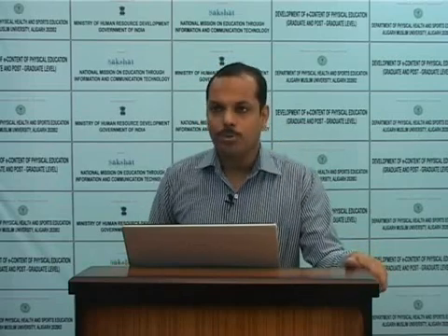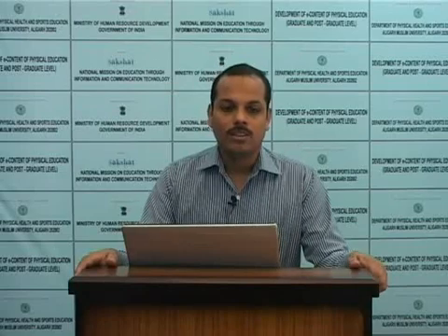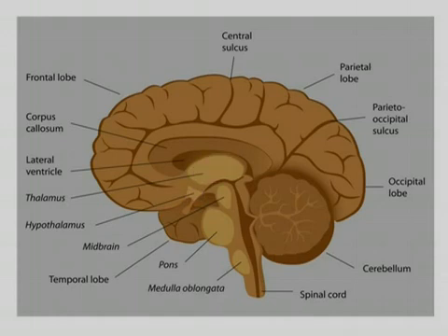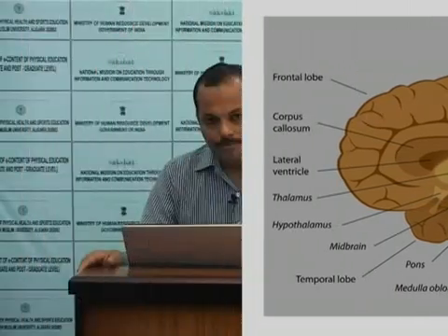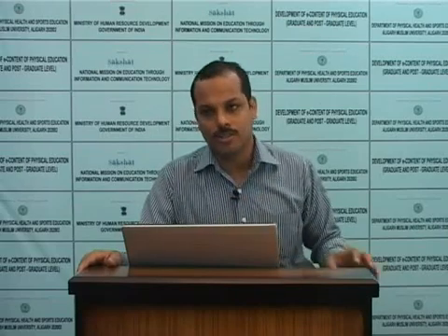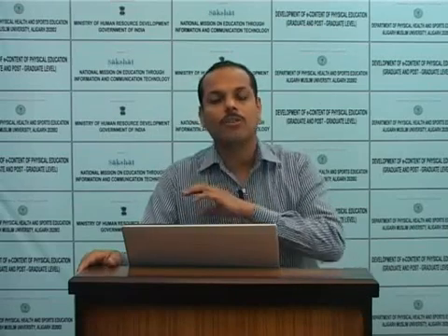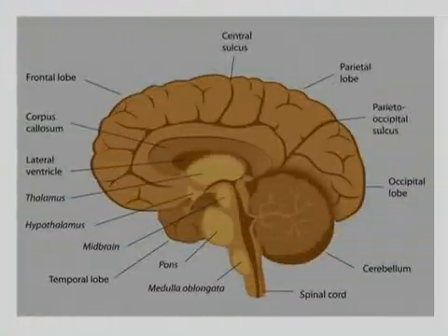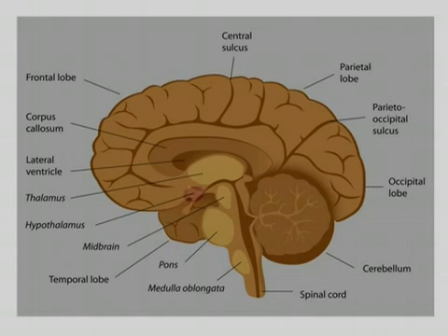Next part is the hypothalamus. Thalamus and hypothalamus together we can call the diencephalon. It lies at the lateral wall of the third ventricle. It can be considered as a head ganglion of the autonomic nervous system because it takes part in the control of many visceral and metabolic activities of the body. So we can call hypothalamus the head of the autonomic nervous system because it has lots of visceral and metabolic functions.